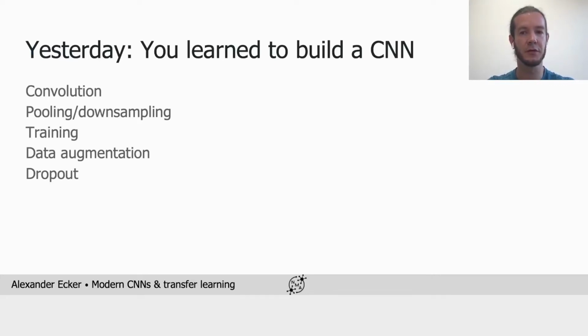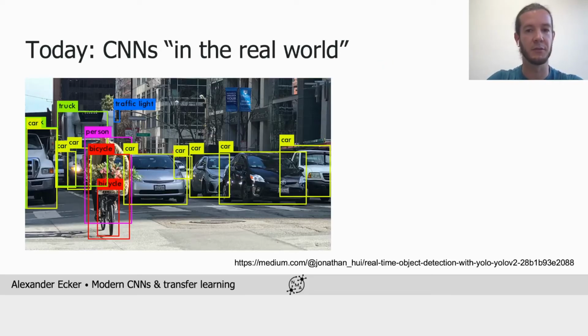Yesterday, you learned about convolutional neural networks. You learned about how the convolutional operation works, about pooling and downsampling. You learned how to train conv nets, and you looked at data augmentation and dropout. Today, we want to switch gears and learn about conv nets in the real world.